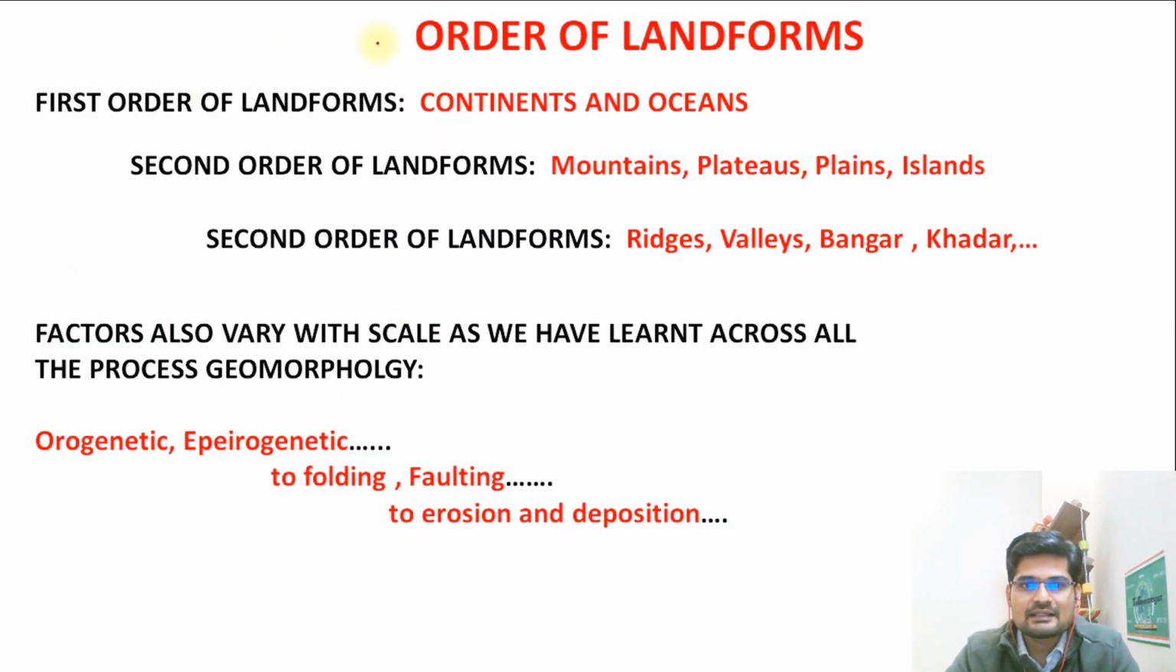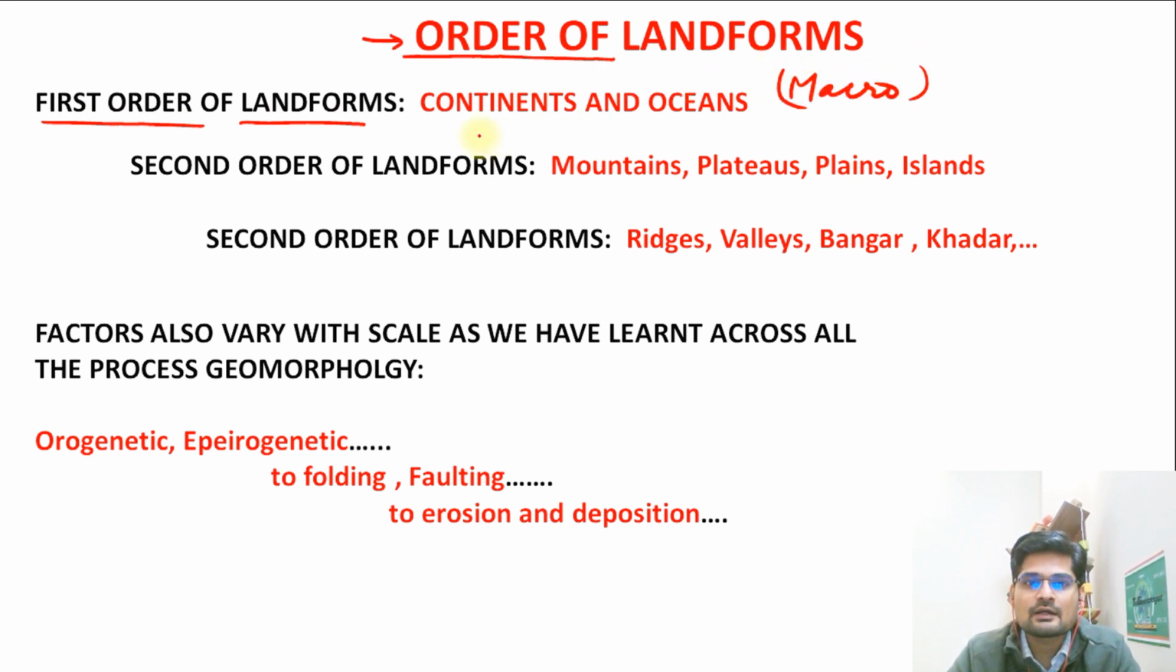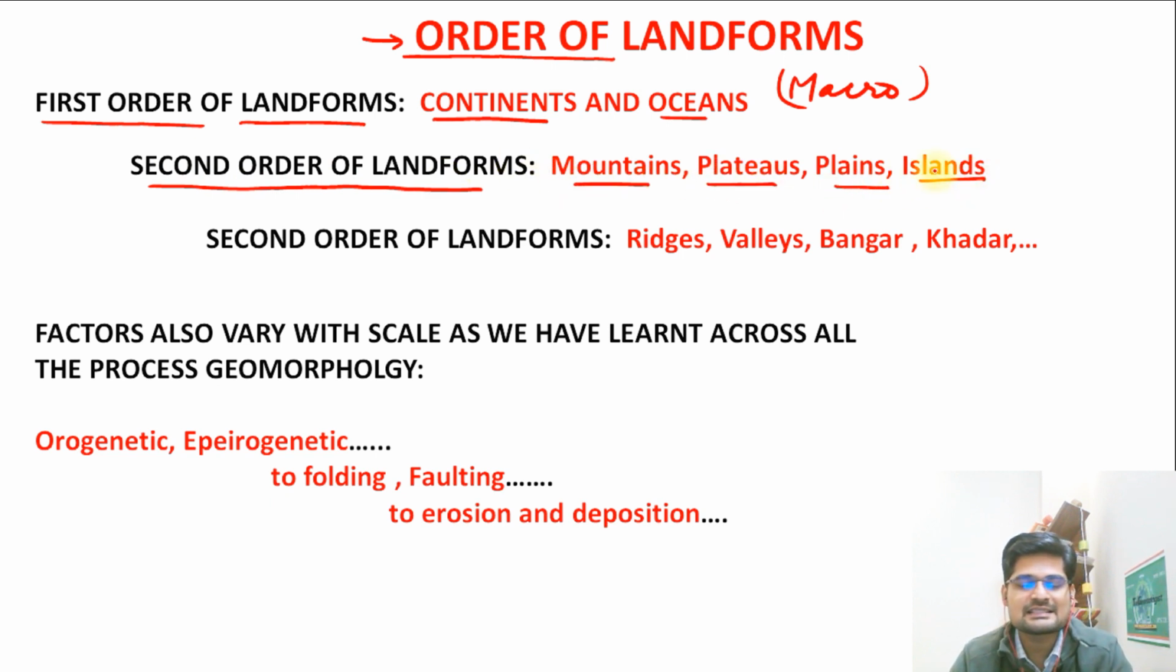So going by the scale, the order of landforms is important. If you look here, the first order of landforms, that is what we say is the macro scale. So what is there? Continents and oceans on the earth. We have learnt about the formation of continents and oceans and various processes associated with it in the previous lectures in geomorphology. Then the second order of landforms is the mountains, plateaus, plains, islands, coastal plains and several other aspects of these landforms which are either continental or oceanic in nature. So that is at the meso level if you see.